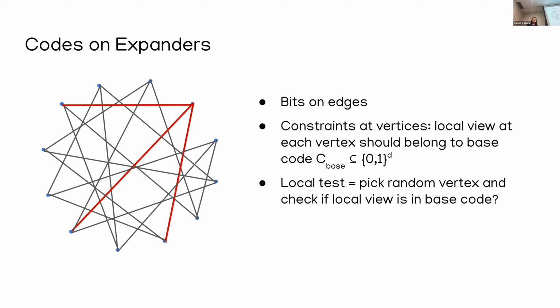In some sense, this setup suggests the following local test. Say you're trying to test if this is a good codeword. You already have a constant degree at each vertex, so it suggests: what if you pick a random vertex and check if the local view at that vertex is in the base code? This seems like a pretty reasonable test, because there are constantly many edges surrounding each bit, so it's constant locality. The question is, is this test robust? What do you guys think?